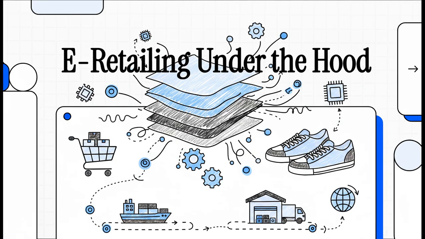You know that feeling when you're just scrolling online, you casually click a buy now button, and then a couple of days later, a box just magically appears on your doorstep. It feels completely effortless, right? Almost like a magic trick. But welcome to this explainer, where we're going to peel back the digital layers to see the massive, incredibly complex machinery that actually pulls off that trick.